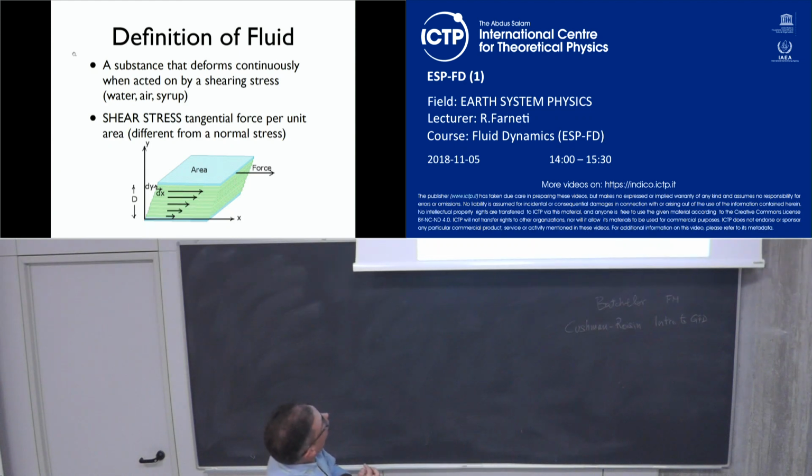What is a shear stress? Shear stress is a tangential force, so it's not a normal force, but a tangential force per unit area. It's a simple diagram. You have the area, the blue area. There's a force tangential to the area that will give you a shear stress acting on the fluid. And the fluid will deform continuously as long as there is a shear stress acting on the fluid. That's very different from a solid. In a solid, you apply a force and the solid will deform, but it doesn't deform continuously. It deforms, it takes a new shape, but it doesn't deform continuously.